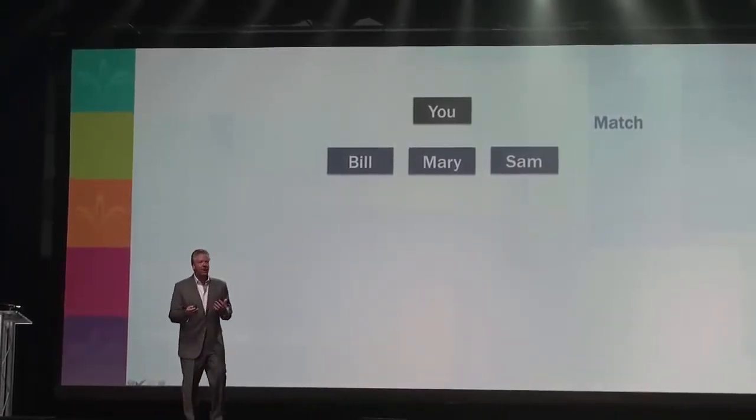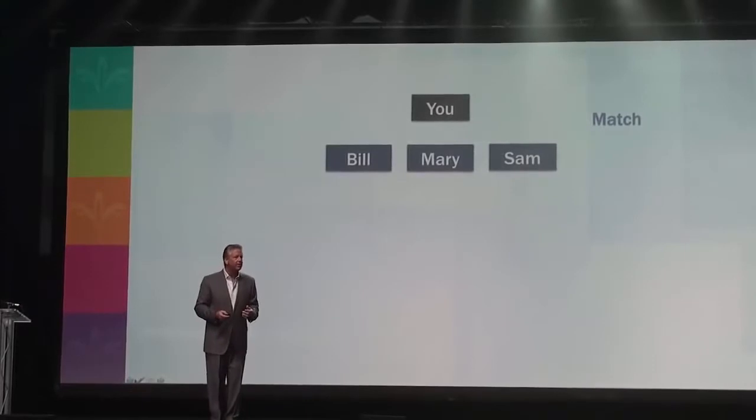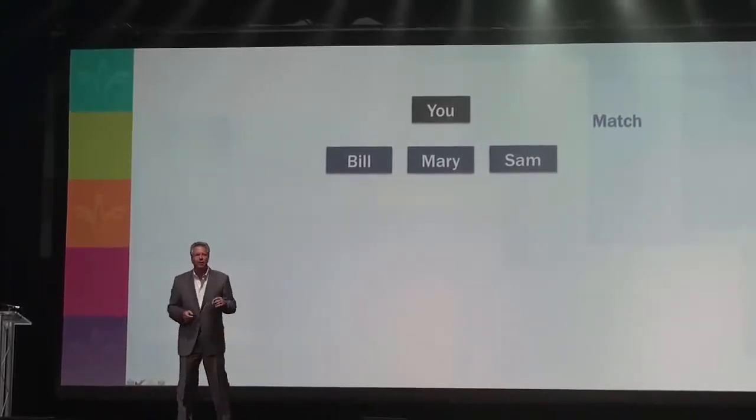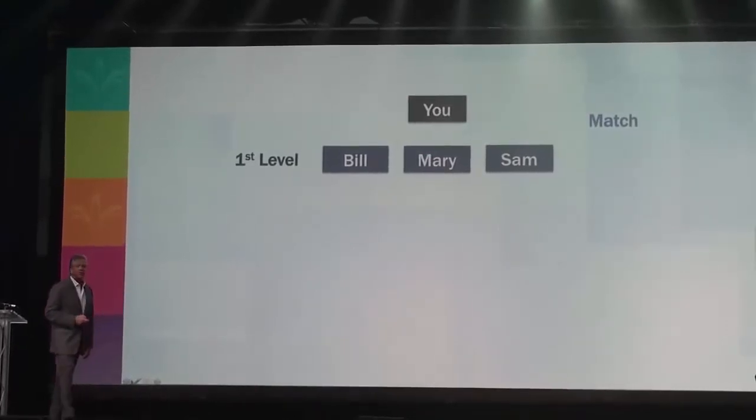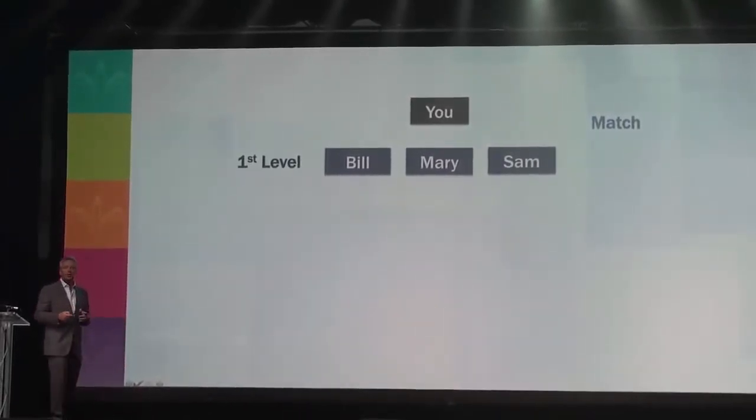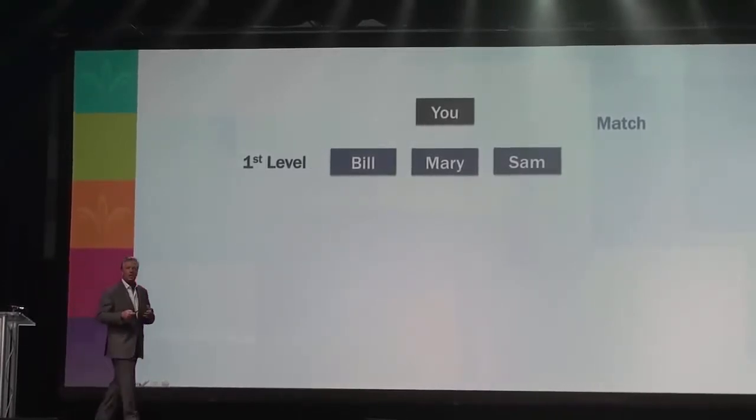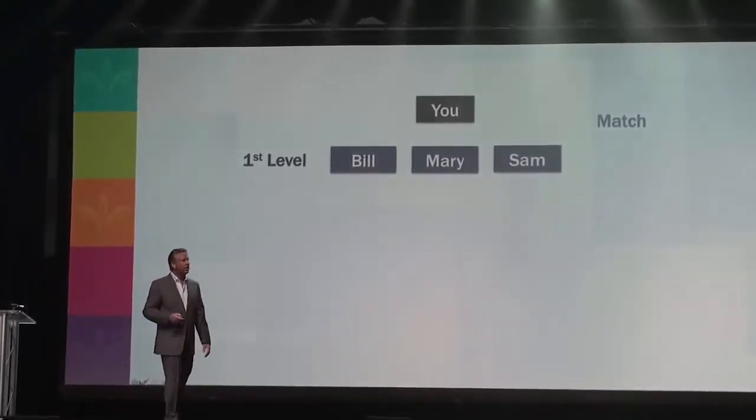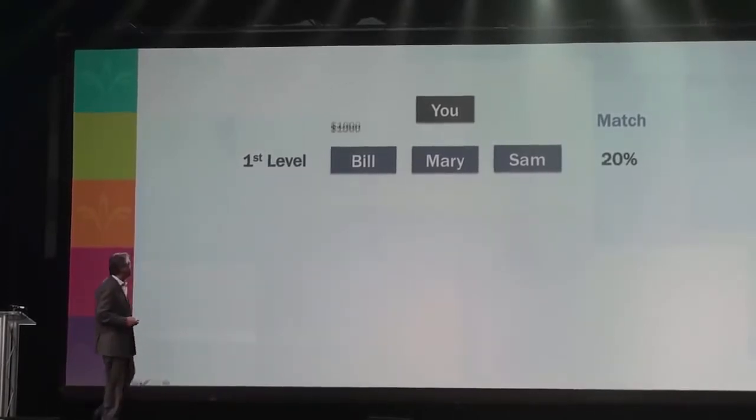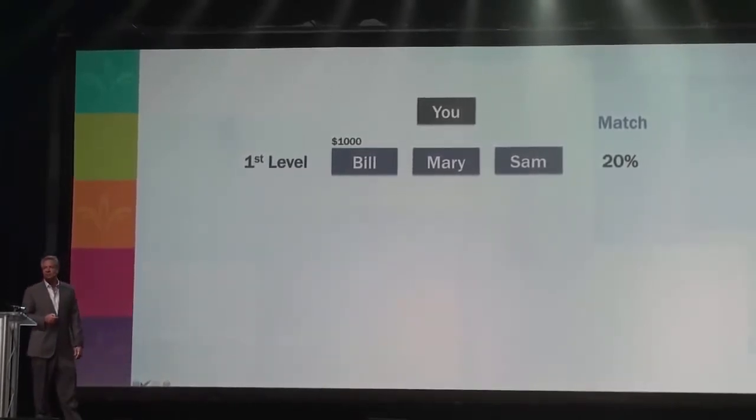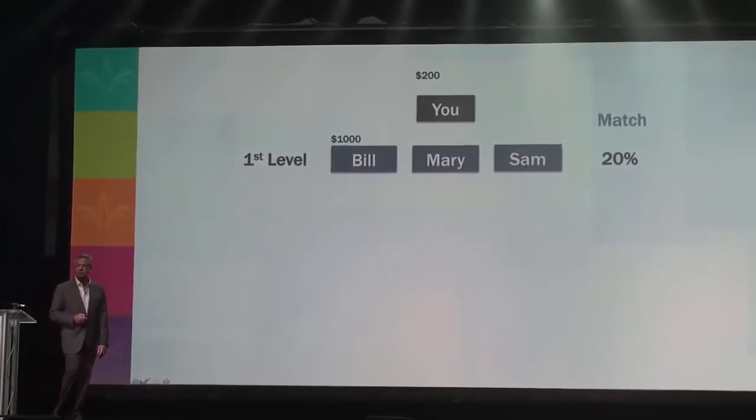And here's how this thing works. Bill's out building his left and right team, man. He's going to town, and he's making 35, 35, 35. And so Bill's on your first level, and the company is going to pay you a 20% match on whatever Bill earns out of the team building every week. If Bill makes $1,000 for the week in team building, how much do you get? Check. The company sends you a check for $200.